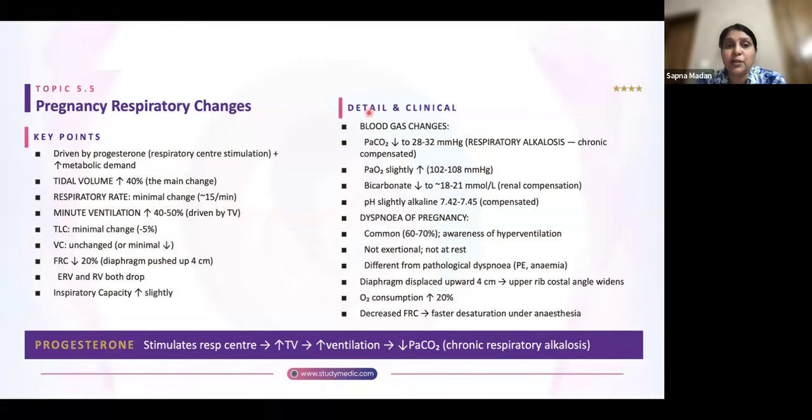Minute ventilation will increase by 40 to 50%. This is because the tidal volume is increasing. So if in a minute the tidal volume is increasing, obviously the minute volume will also increase.